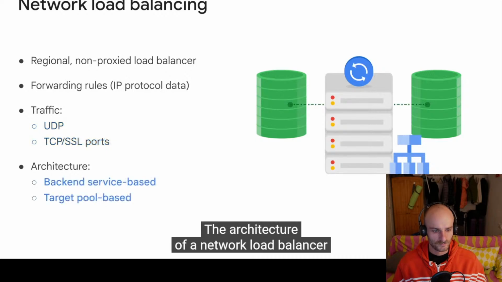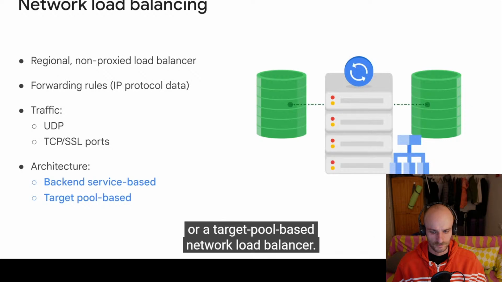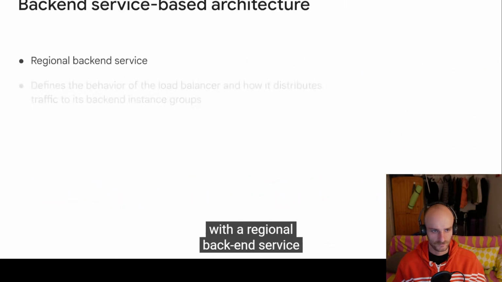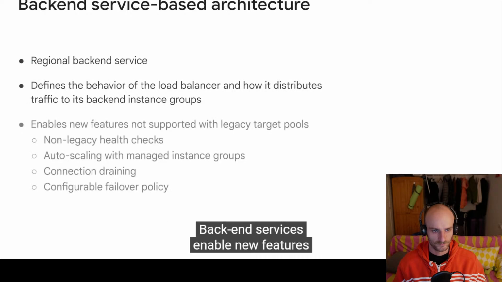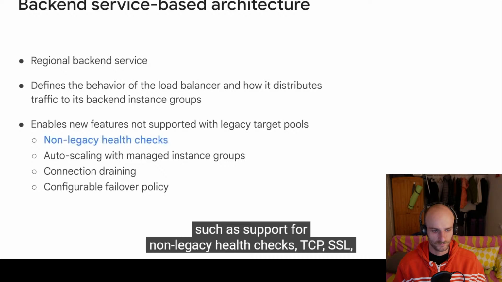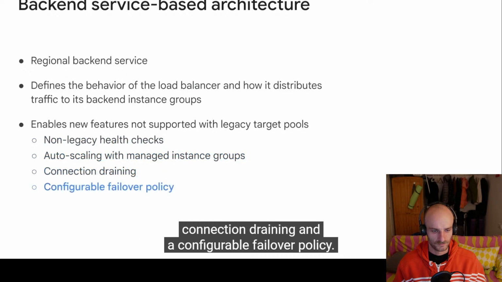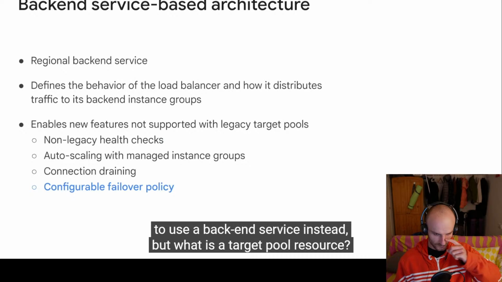The architecture of a network load balancer depends on whether you use a backend service-based network load balancer or a target pool-based network load balancer. Let's explore these in more detail. New network load balancers can be created with a regional backend service that defines the behavior of the load balancer and how it distributes traffic across its backend instance groups. Backend services enable new features that are not supported with legacy target pools, such as support for non-legacy health checks, TCP, SSL, HTTP, HTTPS, and HTTP2, autoscaling with managed instance groups, connection draining, and a configurable failover policy. You can also transition an existing target pool-based network load balancer to use a backend service instead.